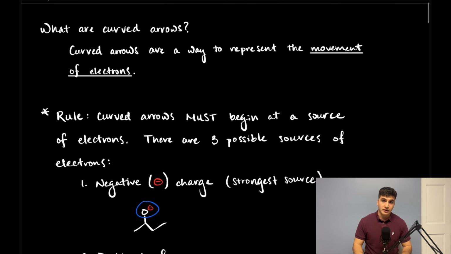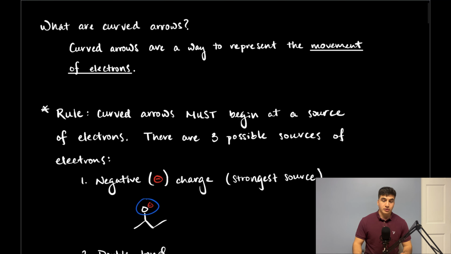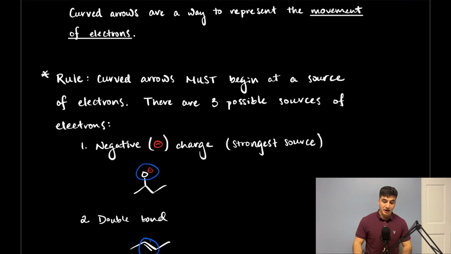Today we're going to be going over curved arrows. So what are curved arrows? Basically, all you need to know is this. Curved arrows are a way to represent the movement of electrons. So, the main rule is curved arrows must begin at a source of electrons, because if they're representing the movement of electrons, we always want to begin from a source.